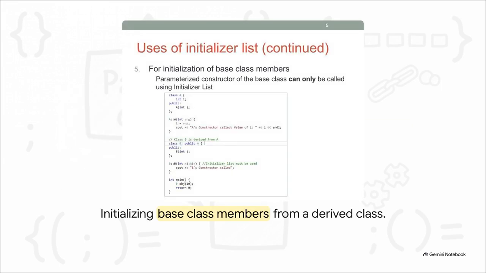And this 5th point acts as a brilliant bridge to our next major topic. When you're dealing with inheritance, calling a parameterized constructor of a base class can only be done using an initializer list. So when a derived class called B needs to call the base class A's constructor using A(x), well, that is literally the only valid way to pass arguments up the chain.